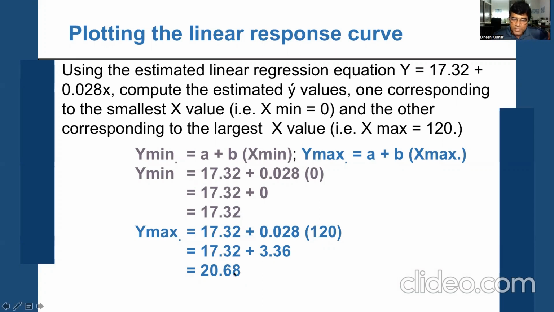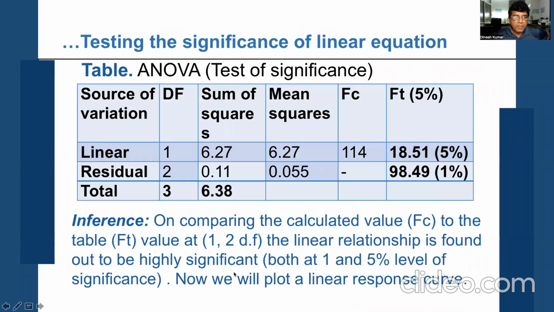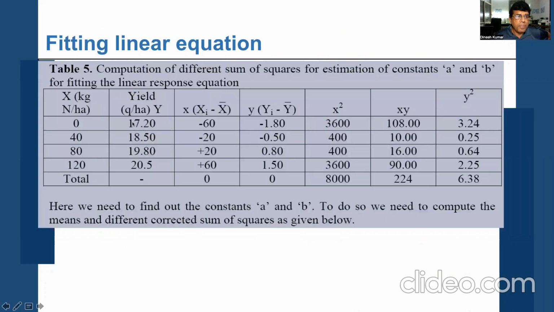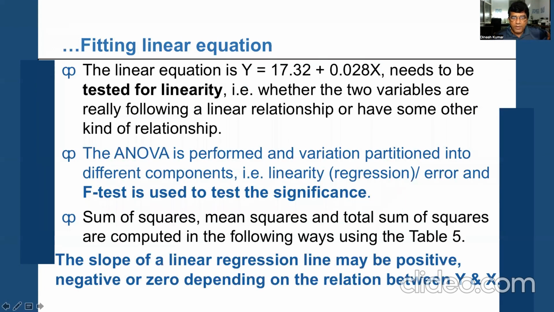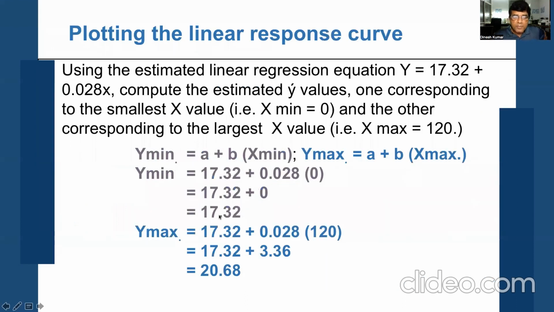So dear students, this is the estimated value from the equation, that at 120, you will get 20.68. Otherwise, you can see the actual value. Here you see the actual values are 17.240 and 20.5 for 120. But you can see the difference in estimated values. These values are from the estimated equation. So it has become 17.32 in place of 17.2, and it has become 20.68 from 20.5.